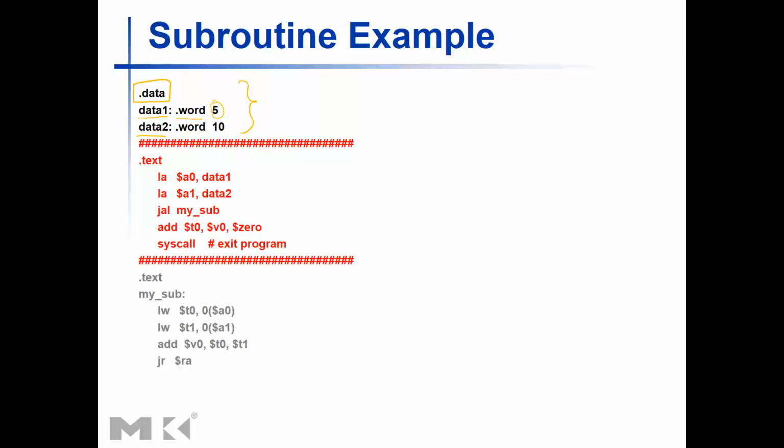And I have data2, which I'm defining as a word, a 4-byte location, and I'm initializing it to 10. Now notice I have two programs here. Dot text means I have a program. So this is data, and this is now the code program. And I have another dot text here, which is another program.